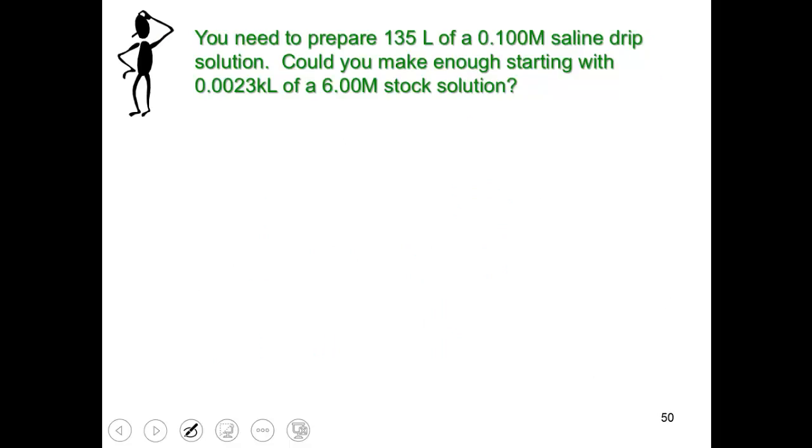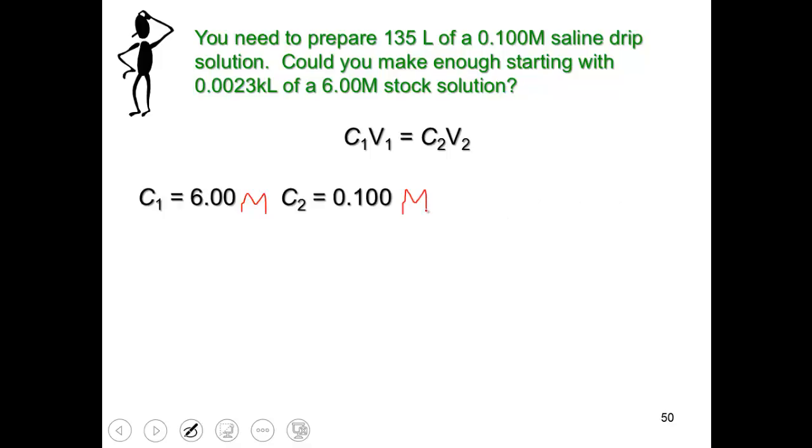Well, let's look at it again. You need to make 135 liters of a 0.1 molar saline drip solution. Could you make enough starting with 0.0023 kiloliters, okay, of 6 molar solution? Now, first of all, what is the initial concentration? Okay, so it's 6 molarity. What is the new concentration? 0.1 molarity.